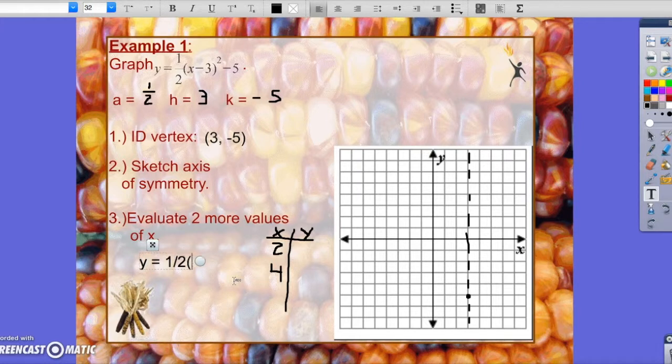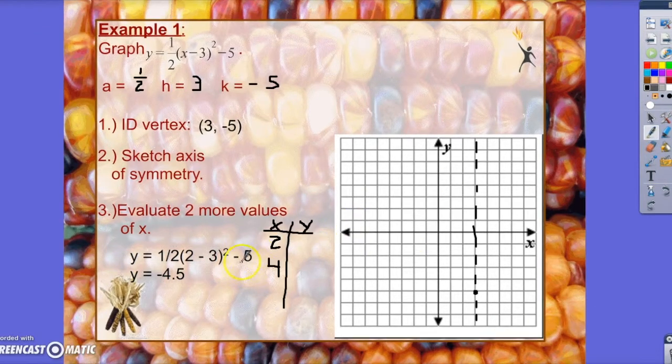Now to refresh your memory, I'll at least show you the start up to the first one, because by now you should be able to evaluate. So you're just going to plug in 2 and check your work. You should get y equals negative 4.5. All right. So pause the video if you need to solve it. Make sure you get negative 4.5.